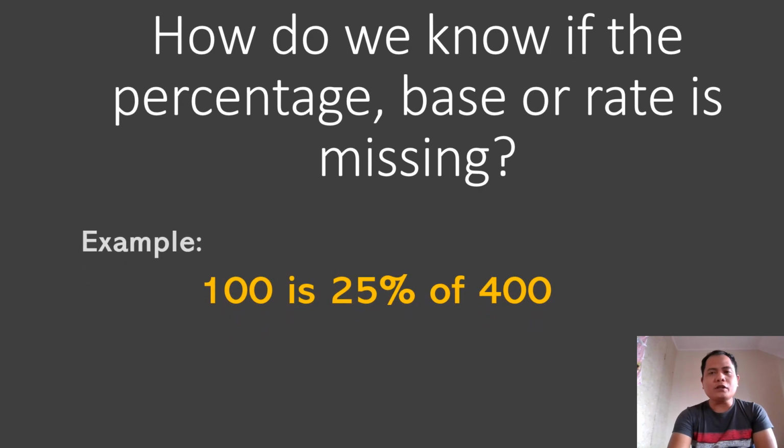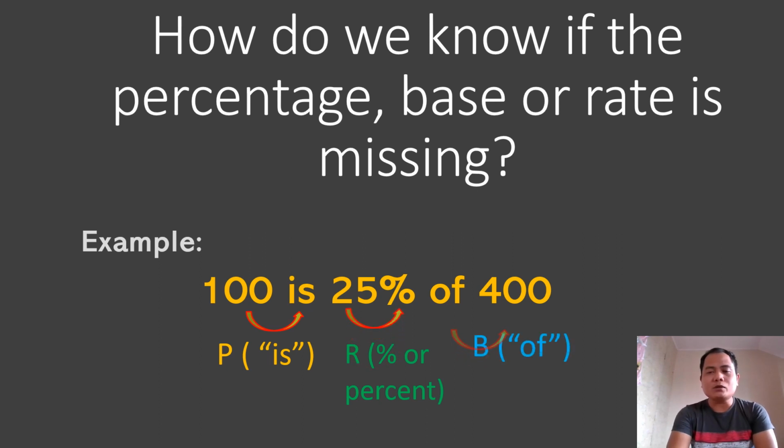Okay. How do we know if the percentage, base, or rate is missing? Using an example, 100 is 25% of 400. Always remember that percentage is always associated with the word is. So, magkatabi sila. So, meaning 100 is the percentage. Now, how do we know if the number is a rate? A rate is easy to identify dahil lagi siyang mayroong percent sign. Pero kapag ginamit sa question, usually, tinatanong what percent. Okay? Now, what about the base? The base is always associated with the word of. So, meaning our base there, the total, is 400. Okay?